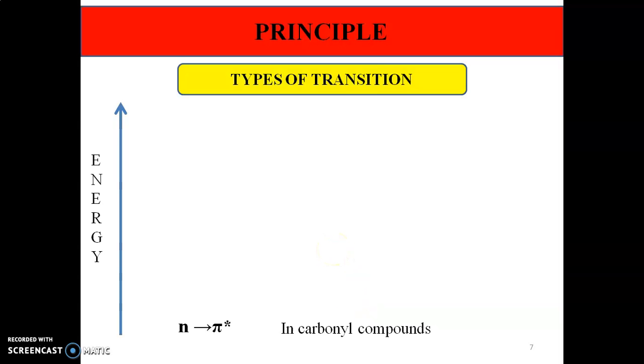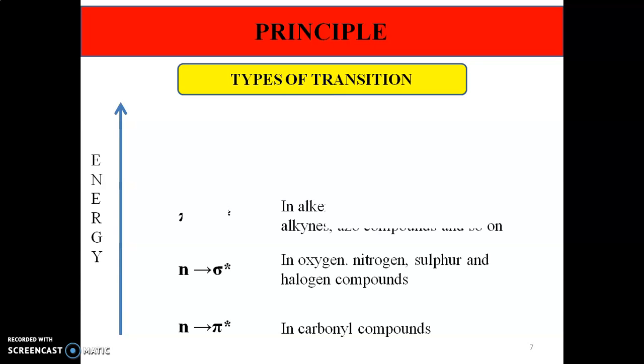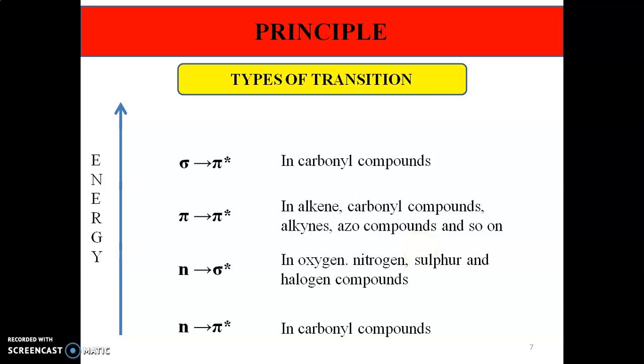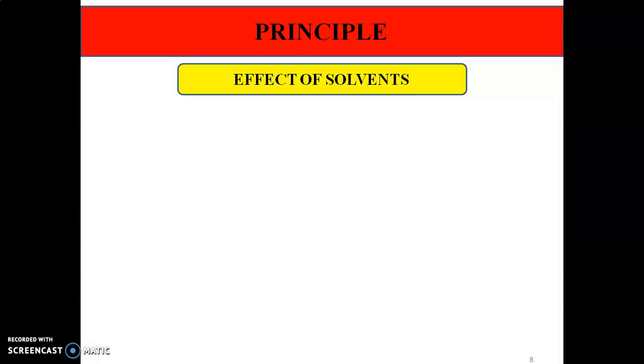The n to pi antibonding transitions occur in carbonyl type compounds, n to sigma antibonding occur in oxygen, nitrogen, sulfur and halogen compounds, and pi to pi antibonding transitions occur in alkenes, carbonyl compounds, alkynes, azo compounds and so on. Sigma to pi antibonding transitions also occur in carbonyl compounds, and sigma to sigma antibonding transitions occur in alkanes and saturated hydrocarbons. Now we have to see the exact effect of solvent.